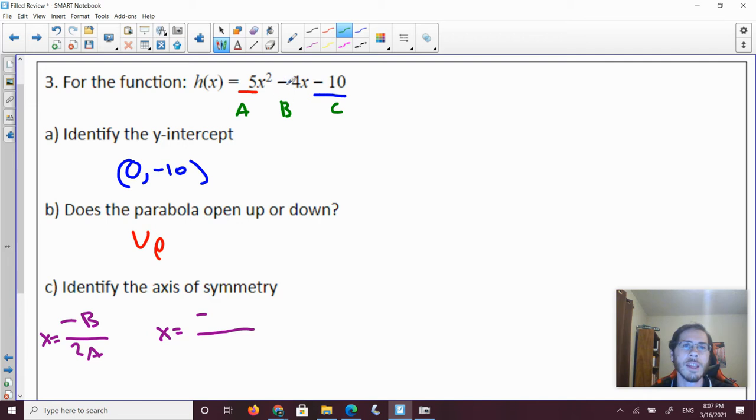B in this case is negative 4. We've got to keep the sign with us. 2 from the formula. And then A is 5. So we'll put a 5 down here.